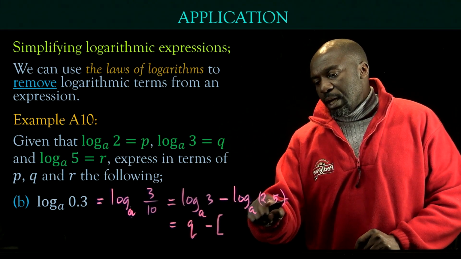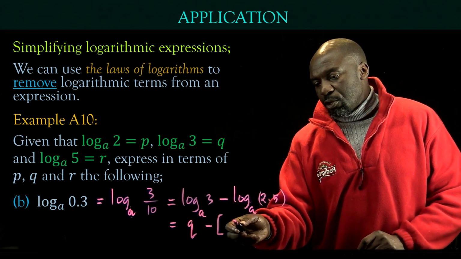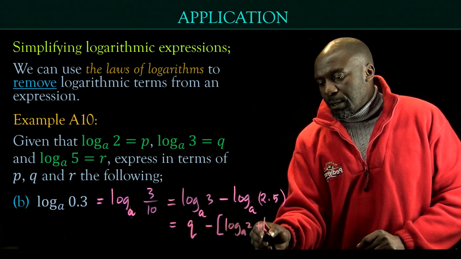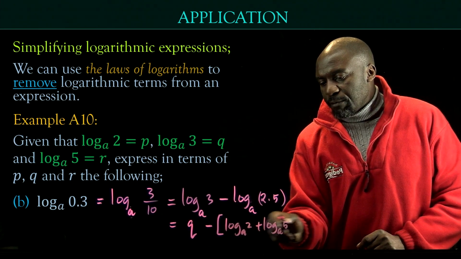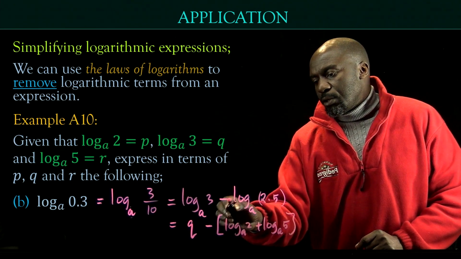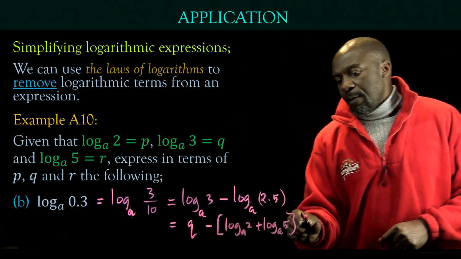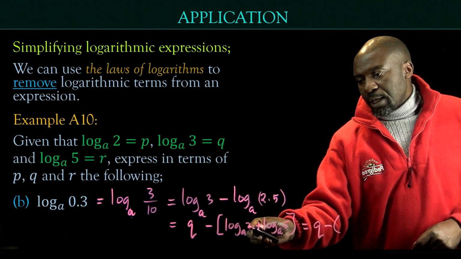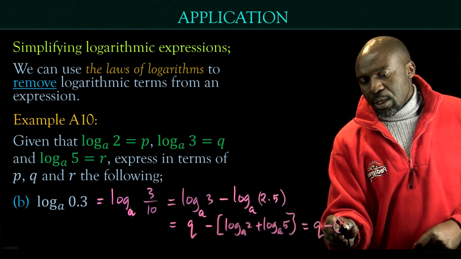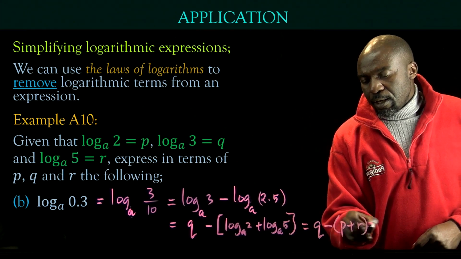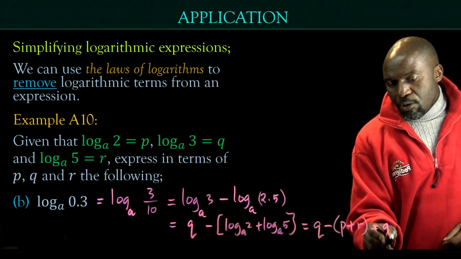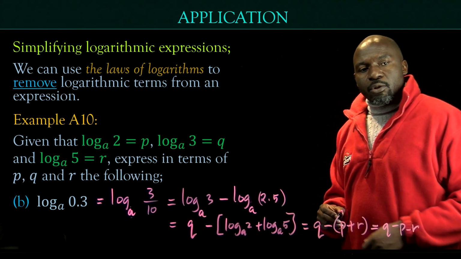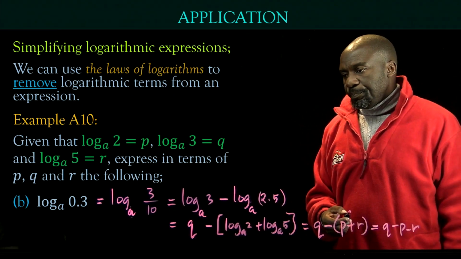We've done this already, and we found, if you remember, let me just do it. So this is log to base a of 2 plus log to base a of 5. Notice I had to put a bracket there so that I keep the negative sign out there. And now this is just q minus, in brackets, log to base a of 2 is p plus r. Or you can write q minus p minus r like that, and that is our solution to that problem.